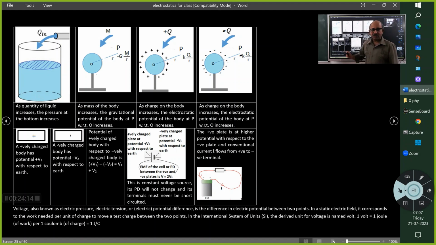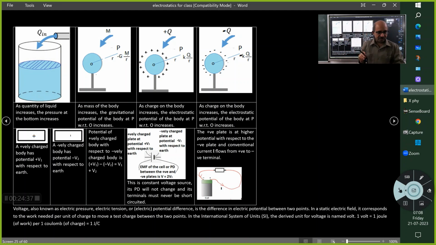Height of the liquid. Rho g h. Rho stands for density, so the pressure here is rho g h. Rho is the density of water, if you are using water. g is the acceleration due to gravity, that is also constant. h is the height of the liquid. So in this case, the pressure depends upon the height of the liquid.